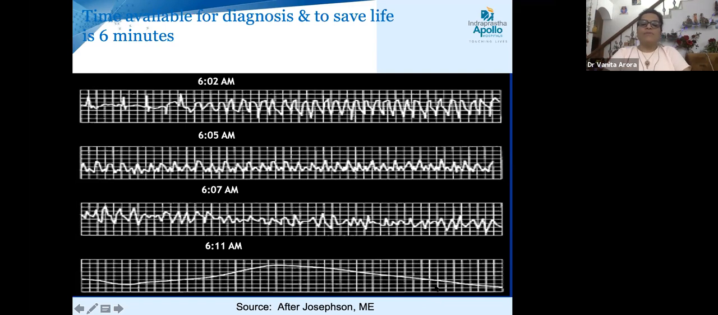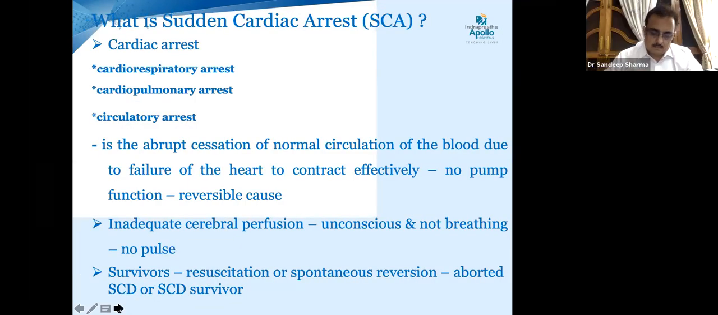So now the substrate for this arrhythmia has to be LV dysfunction. This kind of arrhythmia cannot happen in a normal heart function unless you have an underlying disease like a long QT syndrome or a Brugada syndrome. But maximally, this arrhythmia requires a substrate of coronary artery disease.